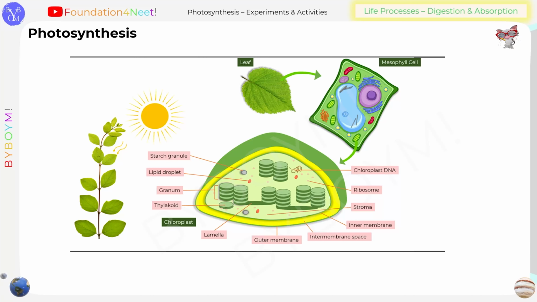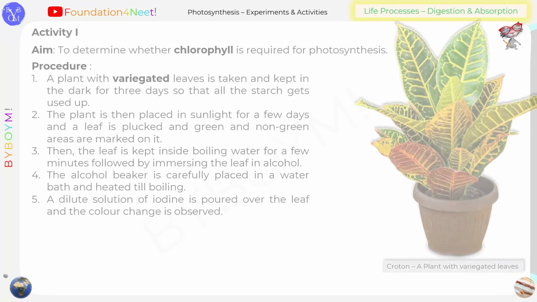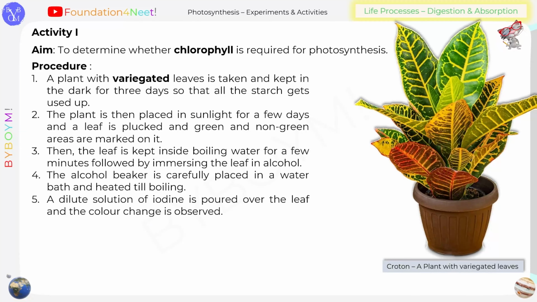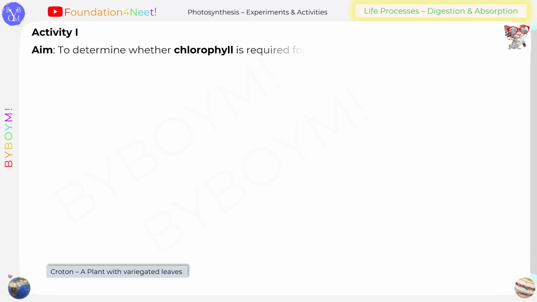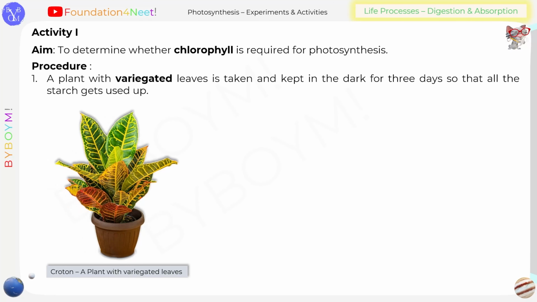So today we are going to start with a few activities that would help us understand how science happens. So let's begin. The first activity is to determine whether chlorophyll is required for photosynthesis. So we are today going to find out whether or not chlorophyll is required for photosynthesis. How do we do that?